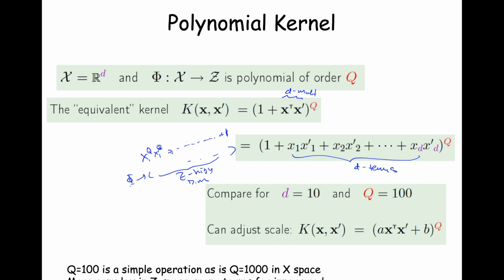So let's think about this. What would happen if you had a 10-dimensional input space representation, so d equals 10, and q, the degree for a polynomial expansion for this kernel, q is equal to 100? Well, you're going to have 100 terms at least. If you count the cross terms, that's a lot of terms.